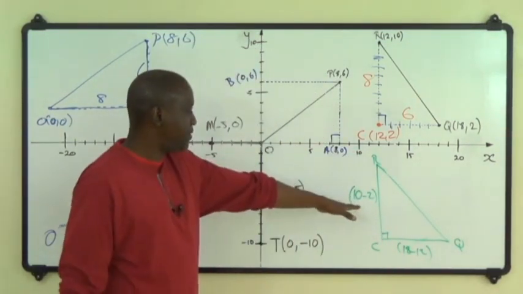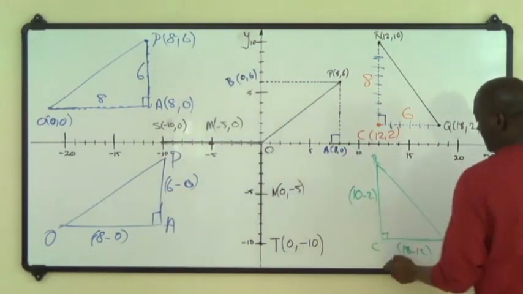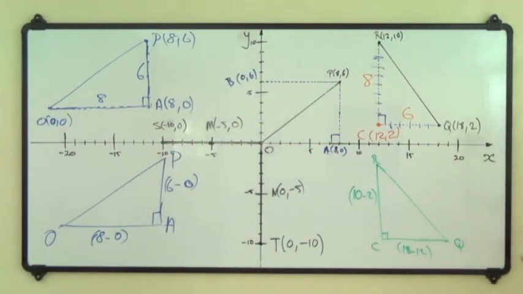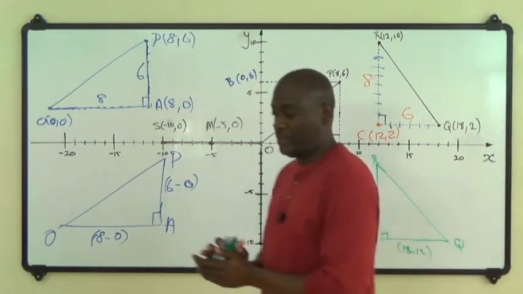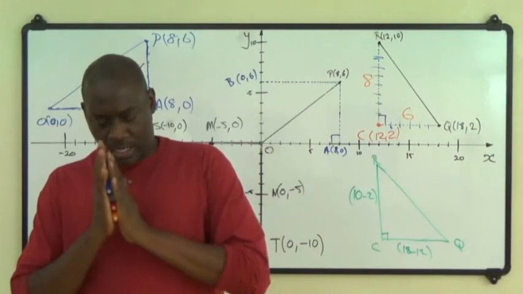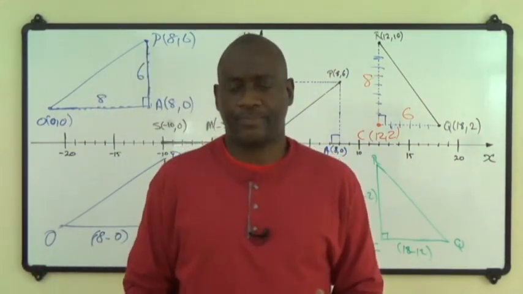So this is 10 minus 2, this is 18 minus 12. So 10 minus 2 is 8, and 18 minus 12 is 6. We have the same 8 and the same 6 to give the same 10 on the hypotenuse when we apply Pythagoras theorem. Now, where are we going with all this?